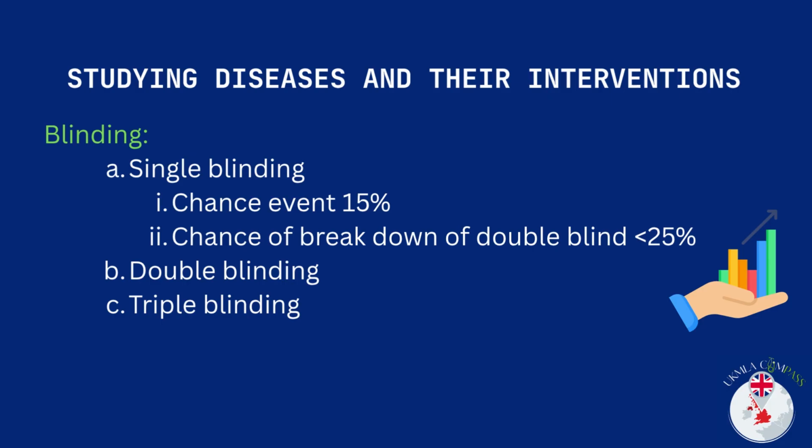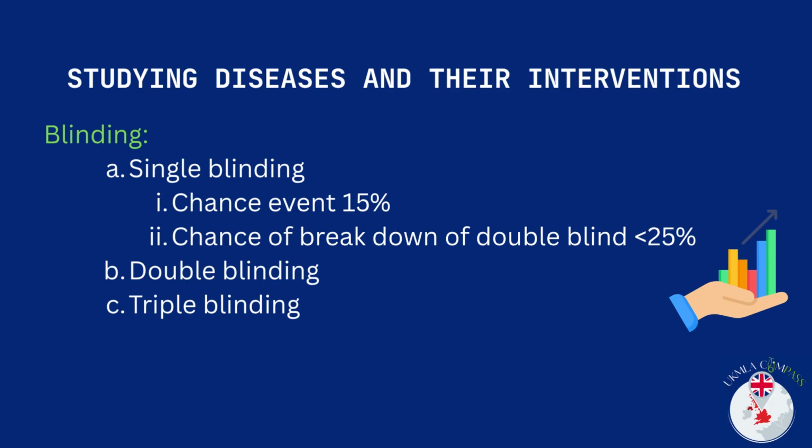The drawback of this method is that there's a chance event of about 15% or less. A chance event means that there is some coincidence that happened during the study that led to this patient opting out of the study, just withdrawing themselves. For example, the passing away of someone, or there's a certain effect on him that he doesn't like, so he tries to withdraw himself from the study.